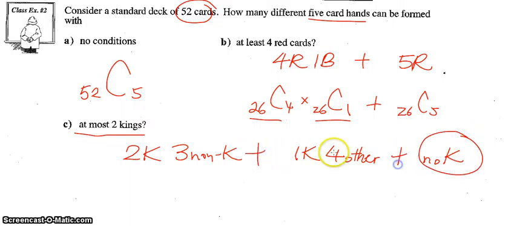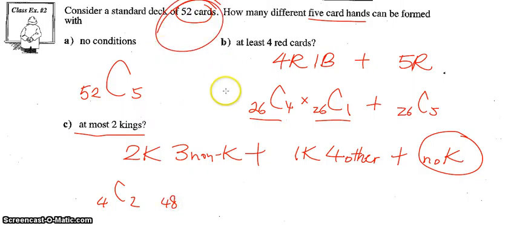Now let's do the math. How many kings are there in the deck of cards? There are 4 kings. You choose 2 of them. Then how many non-kings are there? There are 48 non-kings. 52 cards, right? Take away 4 kings, 52 minus 4. There are 48 other cards. They are non-king. So you just choose 3 of them.